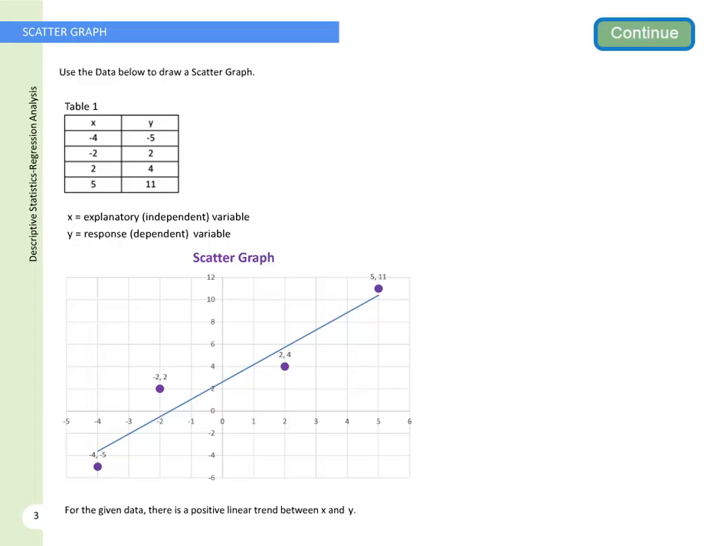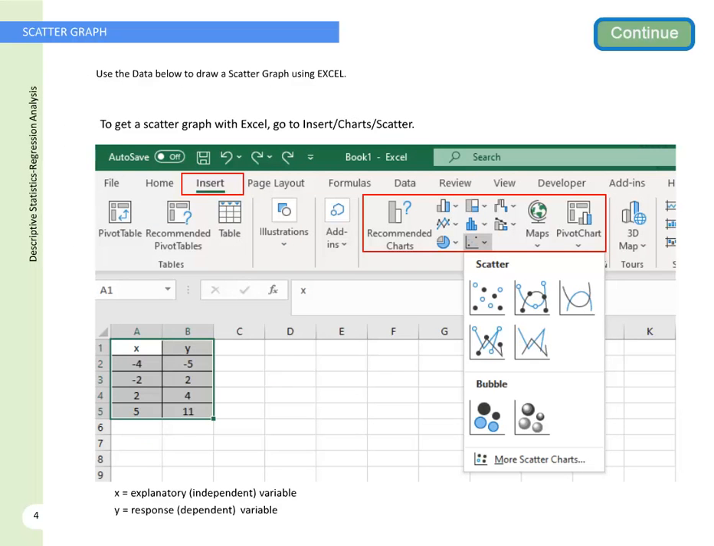Using Excel, I generated a scatter graph. A visual inspection of the scatter graph indicates a positive, linear trend. That means that as the x value increases, the corresponding y value increases along a line with a positive slope, such that the given data clusters about that line. To get a scatter graph with Excel, go to Insert, Chart, Scatter.